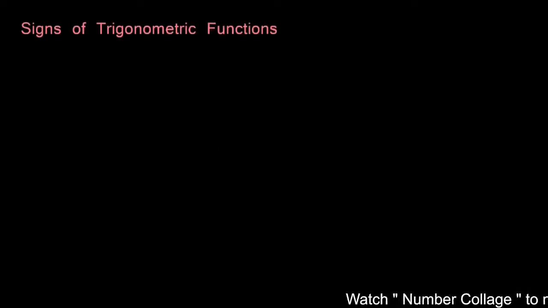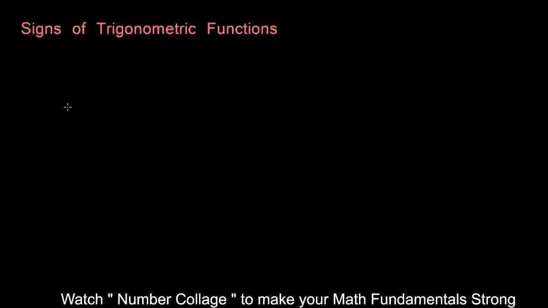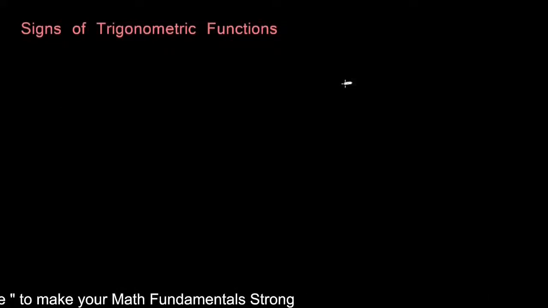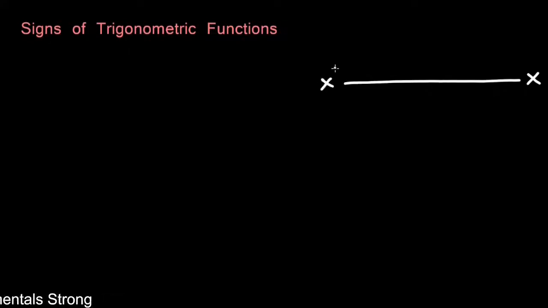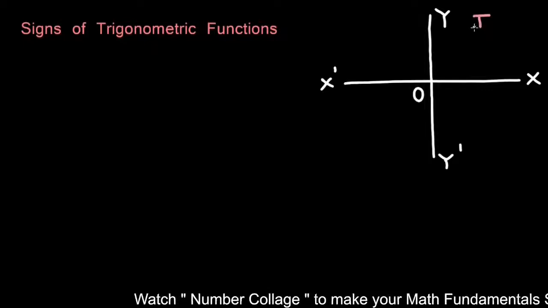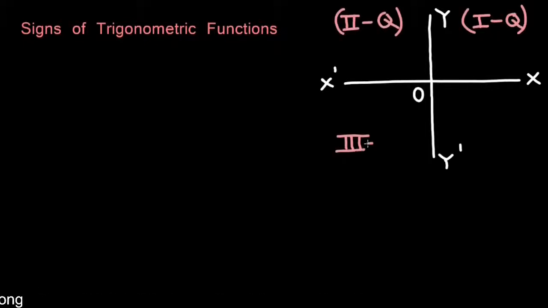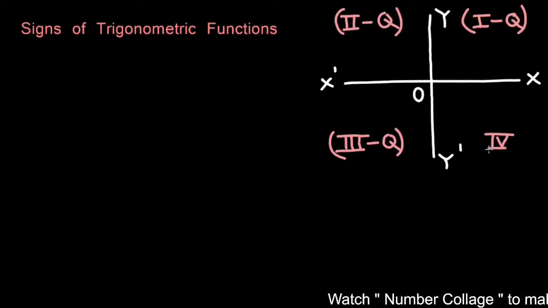Let me put everything in a concise manner in a nutshell. First, signs of trigonometric functions. In order to decide the signs of trigonometric functions in different quadrants, we have to draw the two axes, x-axis, y-axis, and origin. This is first quadrant, this is second quadrant, third quadrant, and this is fourth quadrant.